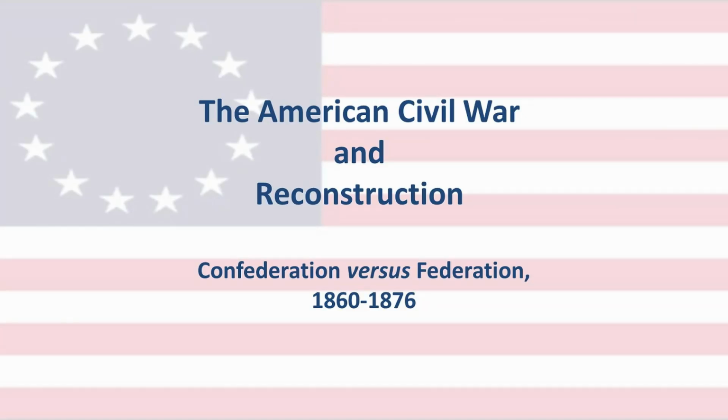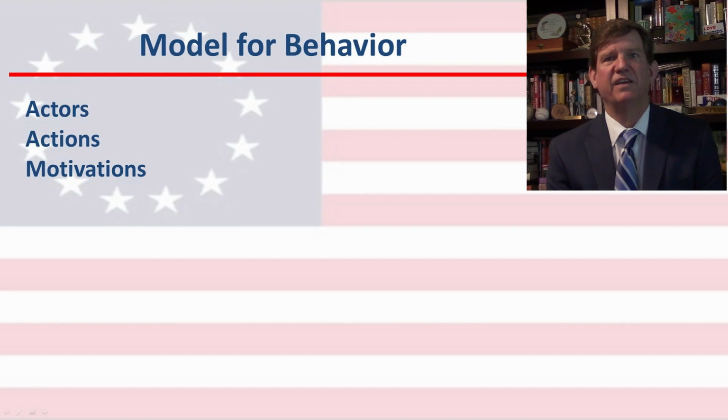The American Civil War and Reconstruction, Confederation versus Federation, 1860 to 1876. Historians want to identify the actors in the past, the actions they took, and what motivated them.